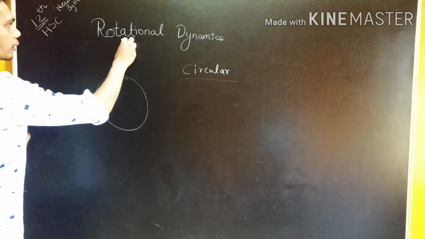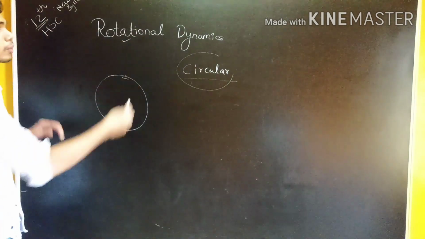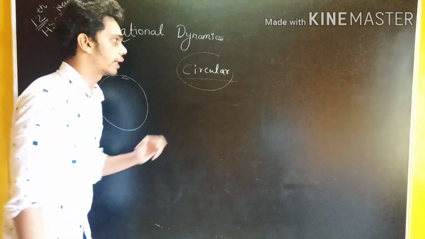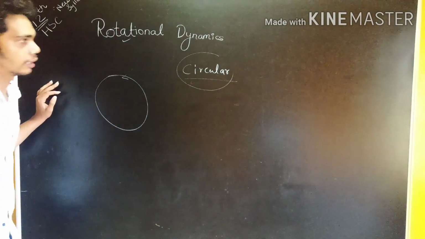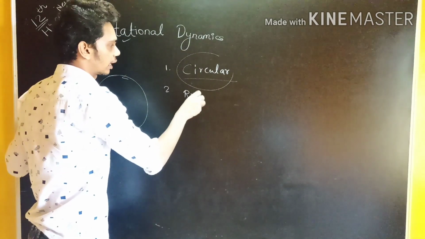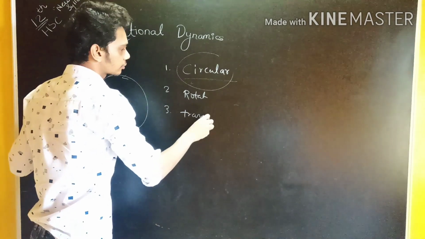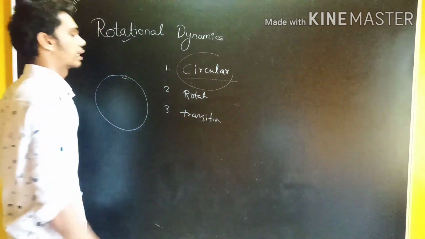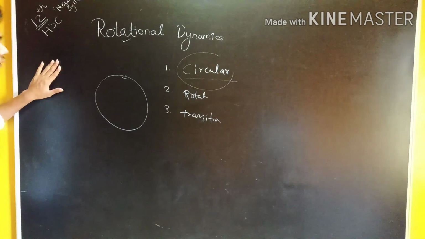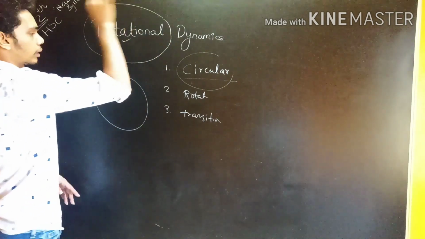We're going to talk about rotational motion, but before we move ahead with rotational dynamics, we should know that there are three types of motion: circular motion, rotational motion, and translational motion. These are the three types we're going to talk about in detail. The whole chapter is going to be about rotational motion.